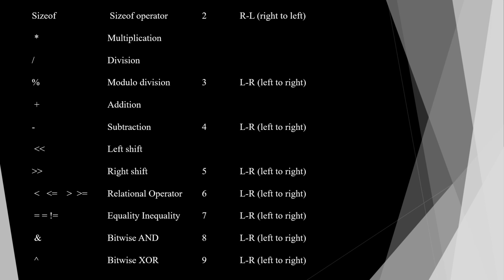The associativity is left to right fashion. Next, the fourth precedence operators are addition, subtraction, left shift, right shift. So this is also the left to right fashion. Then the fifth precedence operator is right shift. So this is also the left to right fashion. Next, the sixth operator precedence is less than or equal to, greater than or equal to.